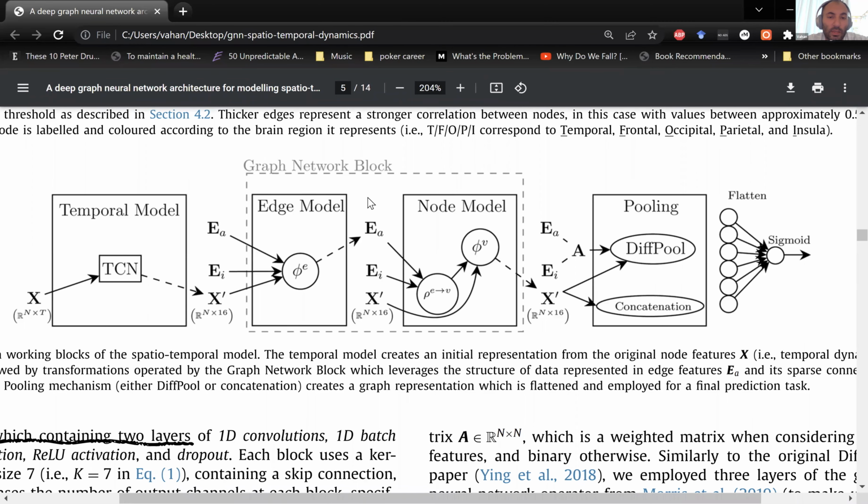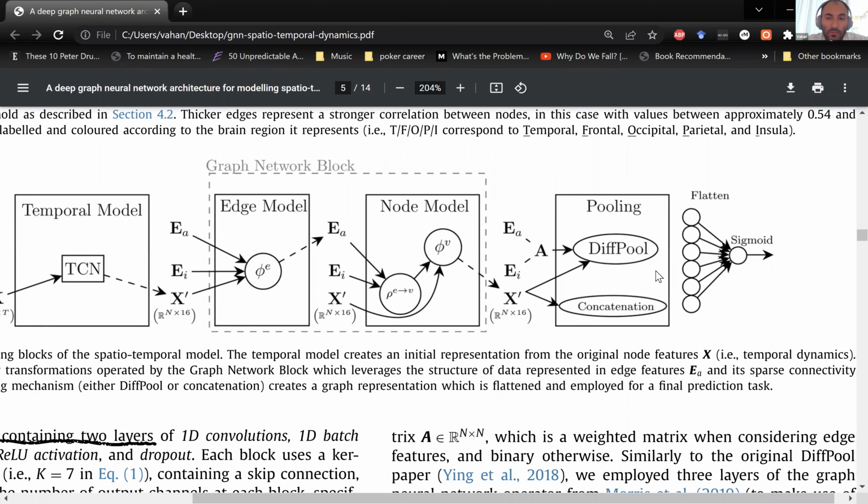So this technique is also taken from another paper from 2020 or 2021 that introduces this sort of graph network. But the idea is that we also use it together with the temporal model. I'll go into the details of the graph network in a moment, but let's finish the architecture first.